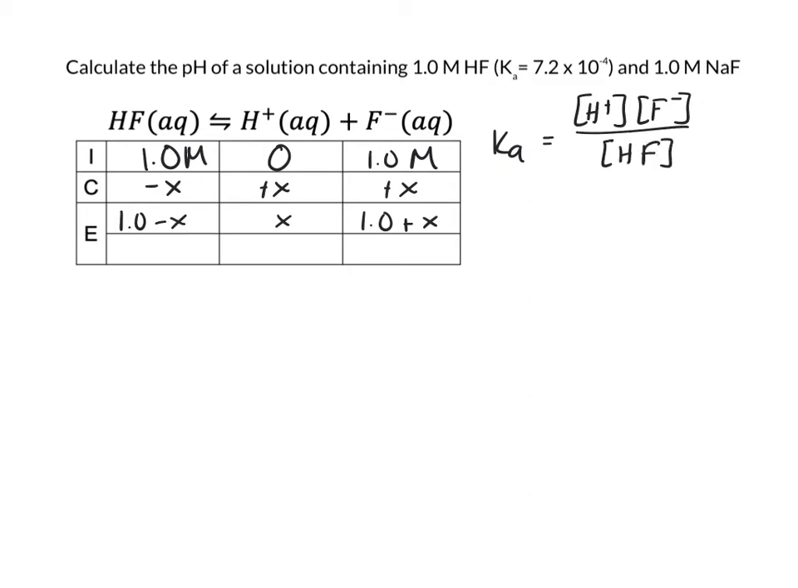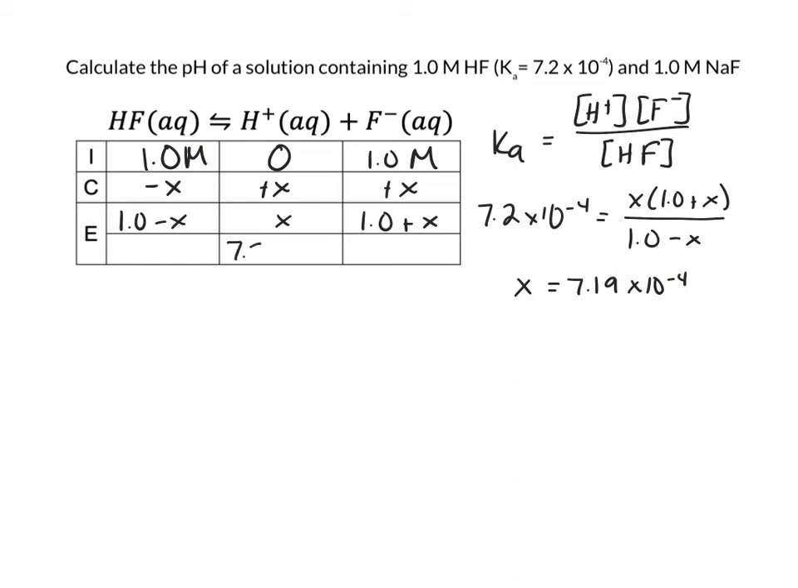So I can go ahead and plug in and solve for x. I've got 7.2 times 10^-4, that's equal to x times (1 + x), and then 1 - x on the bottom. So when I solve for this, I find that x is 7.19 times 10^-4. That is going to be the concentration of H+, 7.2 times 10^-4.